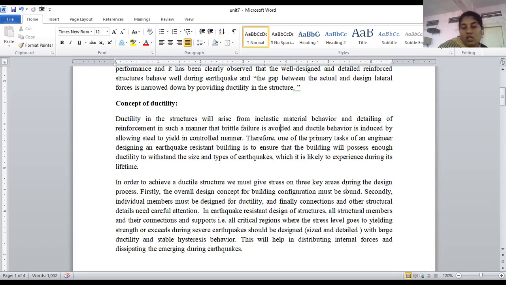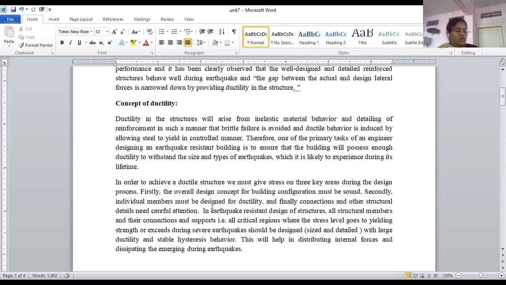So the next point is, in order to achieve ductile structures, we must put stress on three key areas during the design process. Firstly, the overall design concept for building configuration must be sound. That we have already learned in unit number 5. Secondly, individual members must be designed for ductility. And finally, connections and other structural details need to be given careful attention.